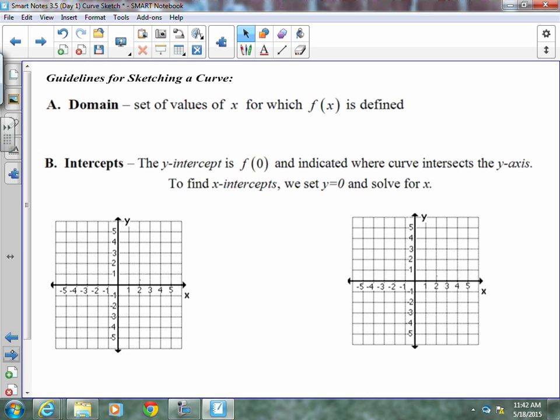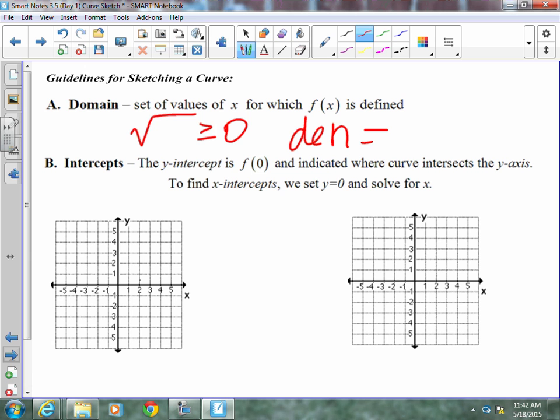First step being finding the domain. Remember that anything under a radical has to be greater than or equal to 0, and our denominator cannot equal 0. Also, y-intercept: to find where it crosses the y, find f of 0. Find out where it crosses the x, set f of x equal to 0.